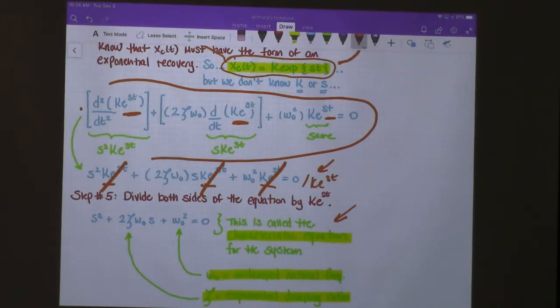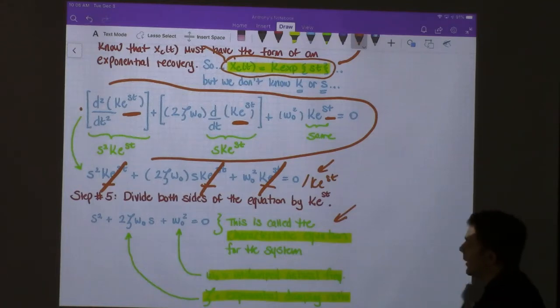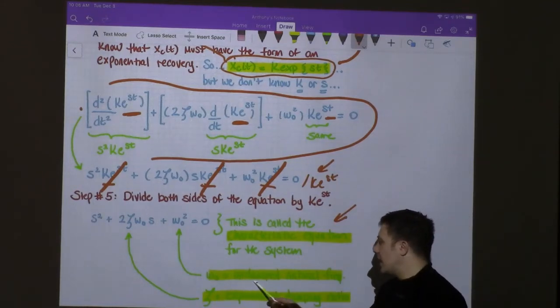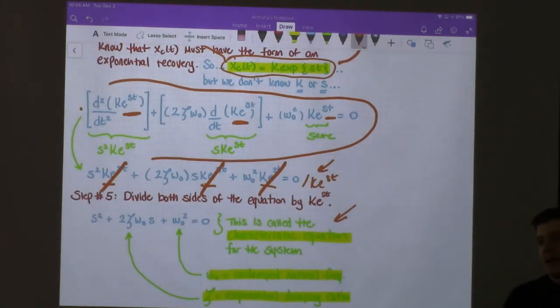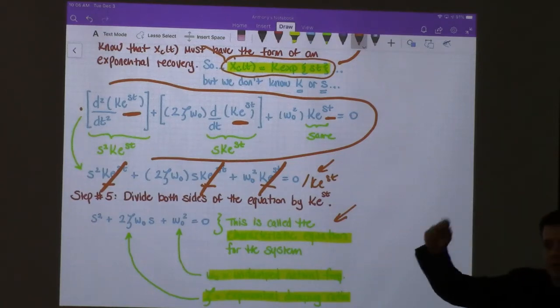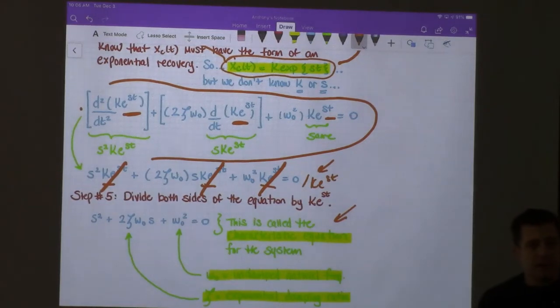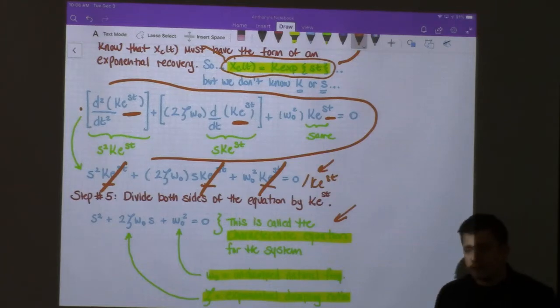So we have s squared equals a1 times s plus a2. Again, a1 is 2 zeta omega 0, and a2 is omega 0 squared. So now we can talk about what these values mean. Omega 0 is the undamped natural frequency of the system transient, which is going to be the frequency at which the transient oscillates.